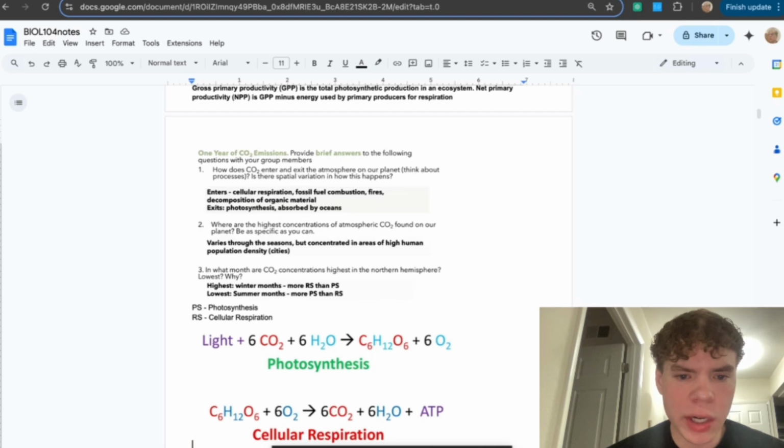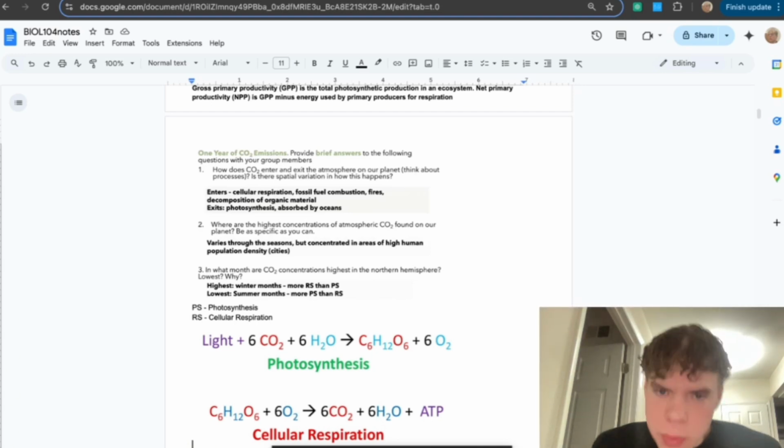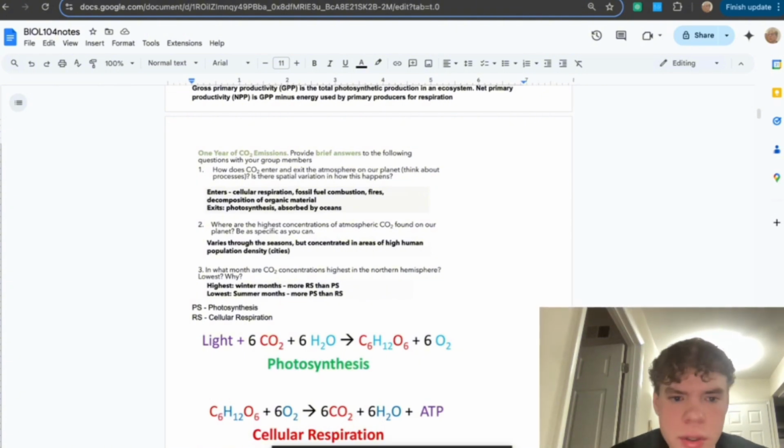How does CO2 enter and exit the atmosphere on our planet? It enters via cellular respiration. So plants do photosynthesis, right? They also do cellular respiration.